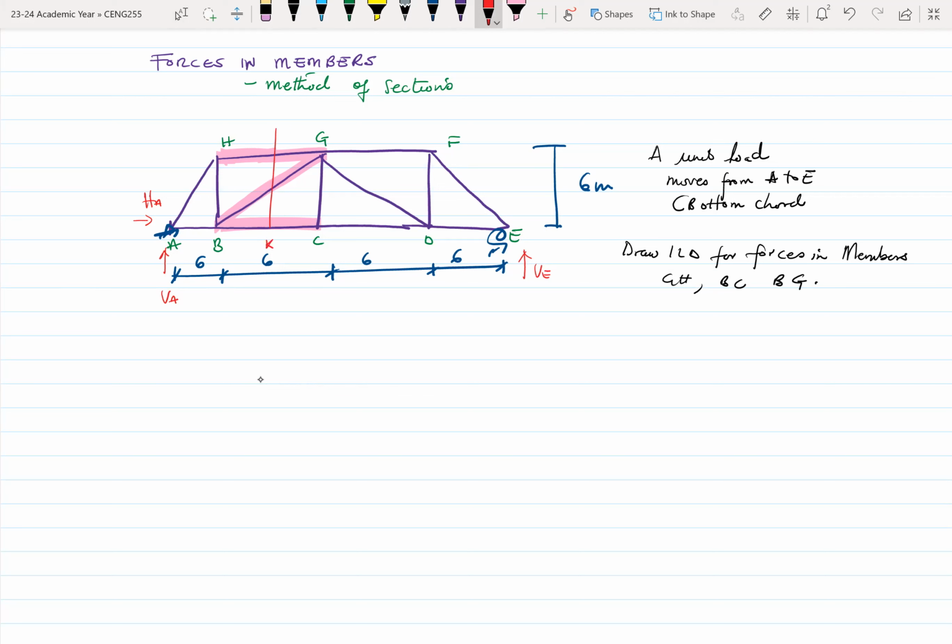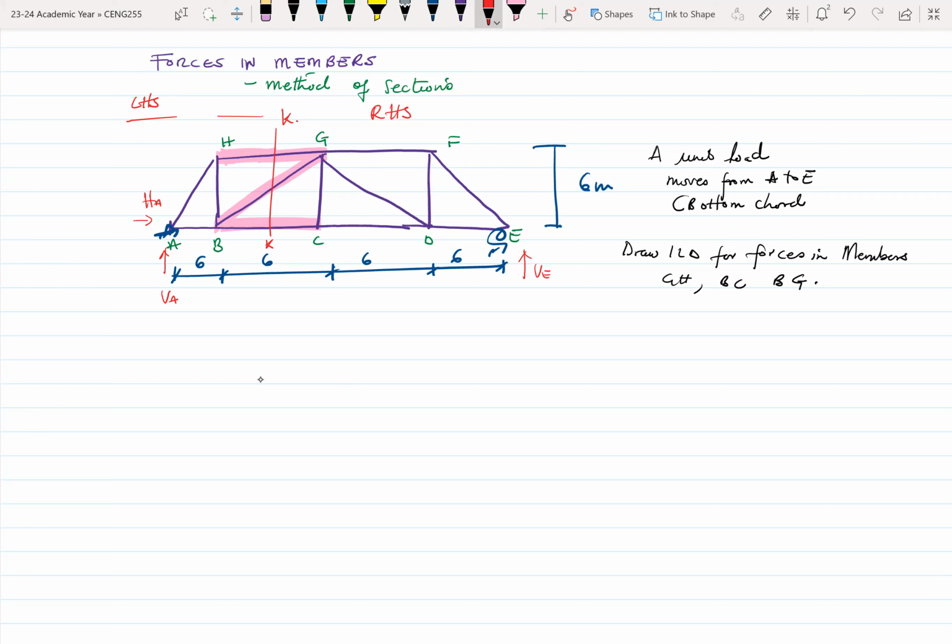We'll just cut a straight line. Call that section KK. If you cut that section, you have a left-hand side, so here's your left-hand side. You also have a right-hand side. The section to the left of K is the left-hand side, and the section to the right of K is the right-hand side.